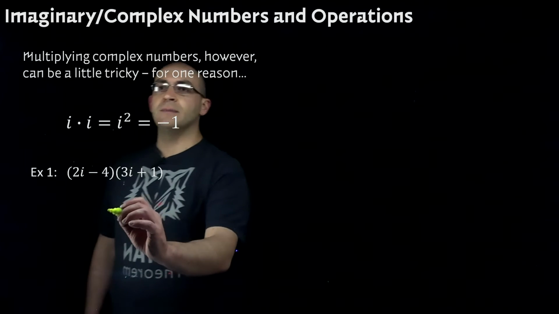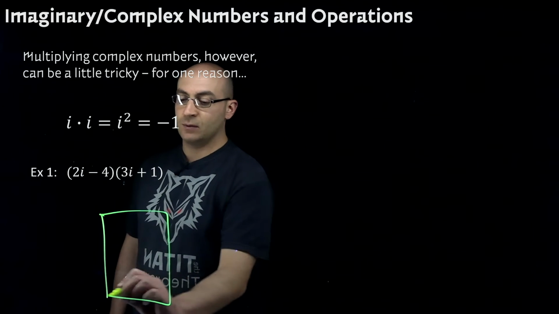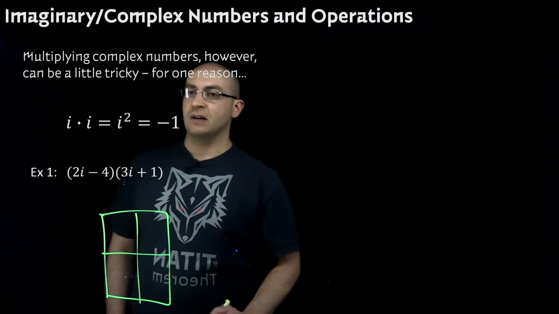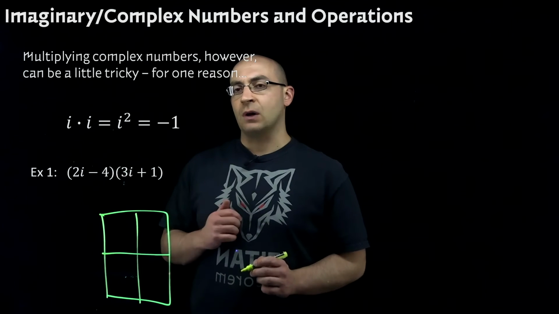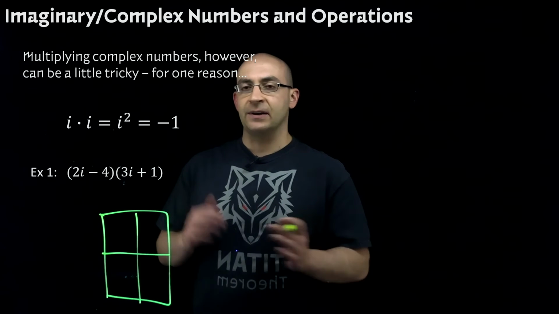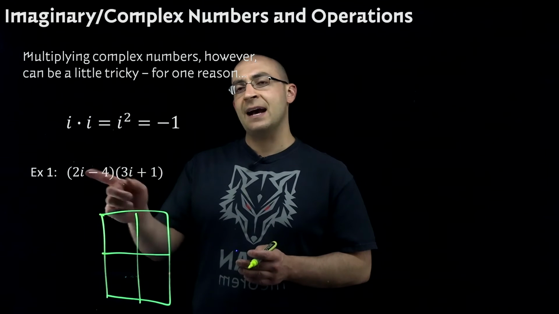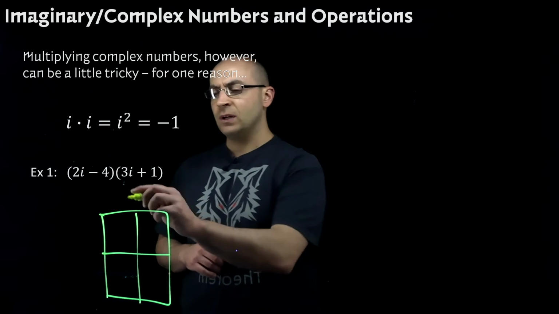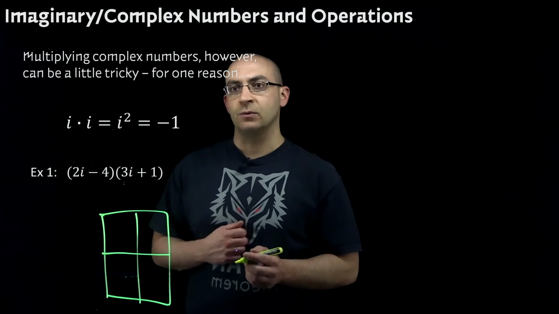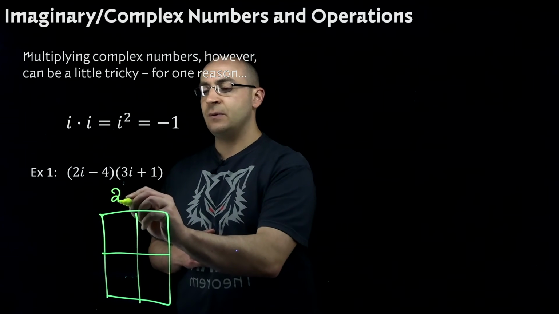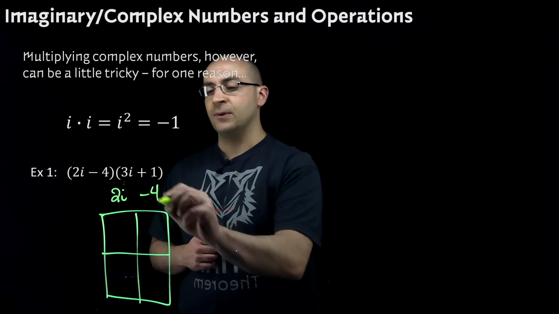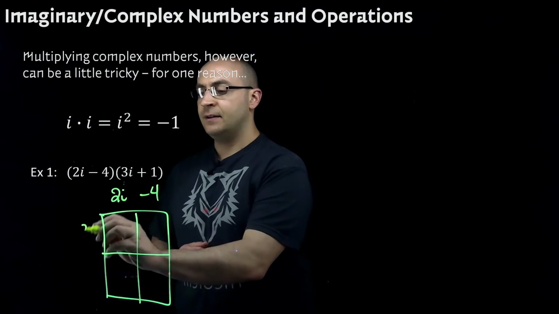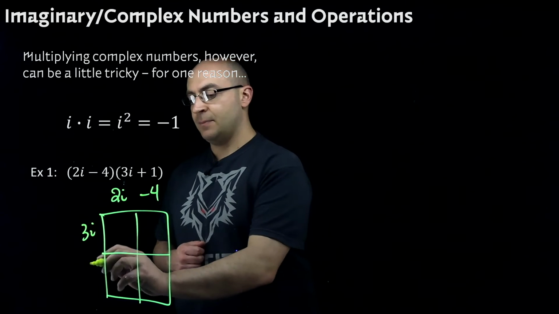So when I have an area model, I'm just going to draw my boxes like I normally would. Now this is kind of like a reverse area model. When we factored quadratics, we filled in some boxes and figured out some factors. But when we have actual factors already written for us, we're going to put them in the top and sides like we normally would, just the reverse. So let's say we have a 2i here, and a negative 4. Then on the side, I'll put 3i, and I'll put a positive 1.